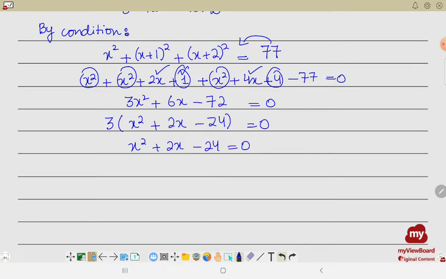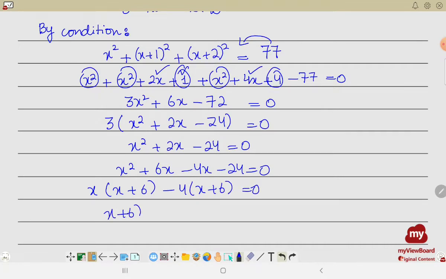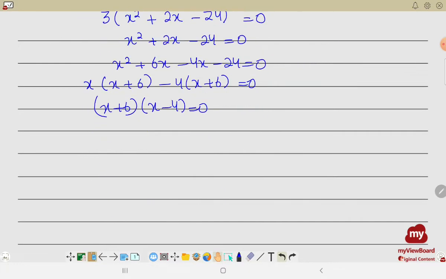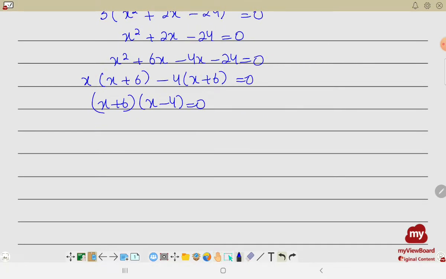Now we can easily factorize it. We can break the middle term: 6x minus 4x minus 24. We'll take x as common, x plus 6, and minus 4 as common, x plus 6. So x plus 6 and x minus 4 equal to 0. Then we equate these two factors to 0, and x is equal to minus 6 and x is equal to 4.